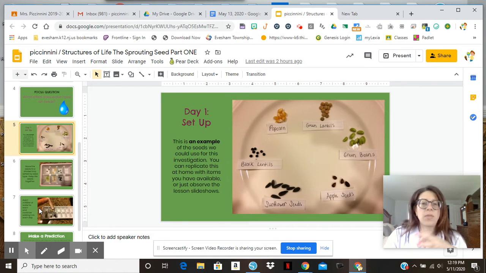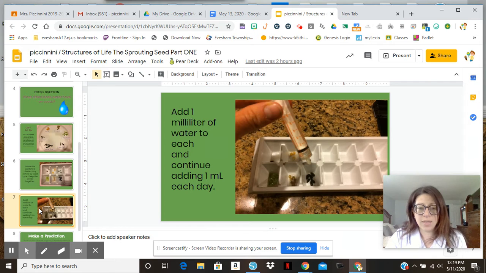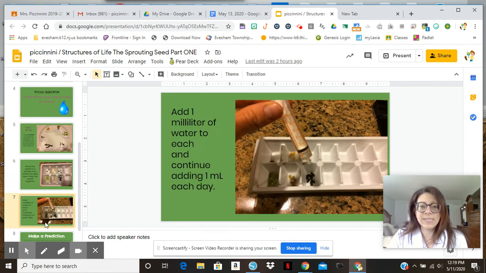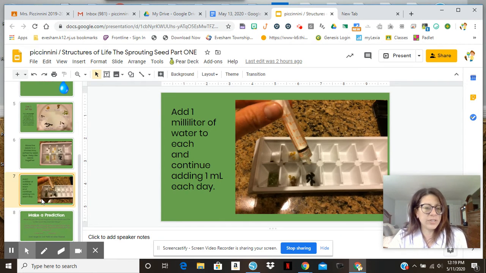And the next step that this teacher did was she sorted them. Whoops, I went two steps ahead. She sorted them into an ice cube tray. So that's a tray that has specific dividers, and sorted them by type. And each type of seed is kept together. And then the next step is to add 1 milliliter of water to each little divider, each little area, and continue adding 1 milliliter of water each day.